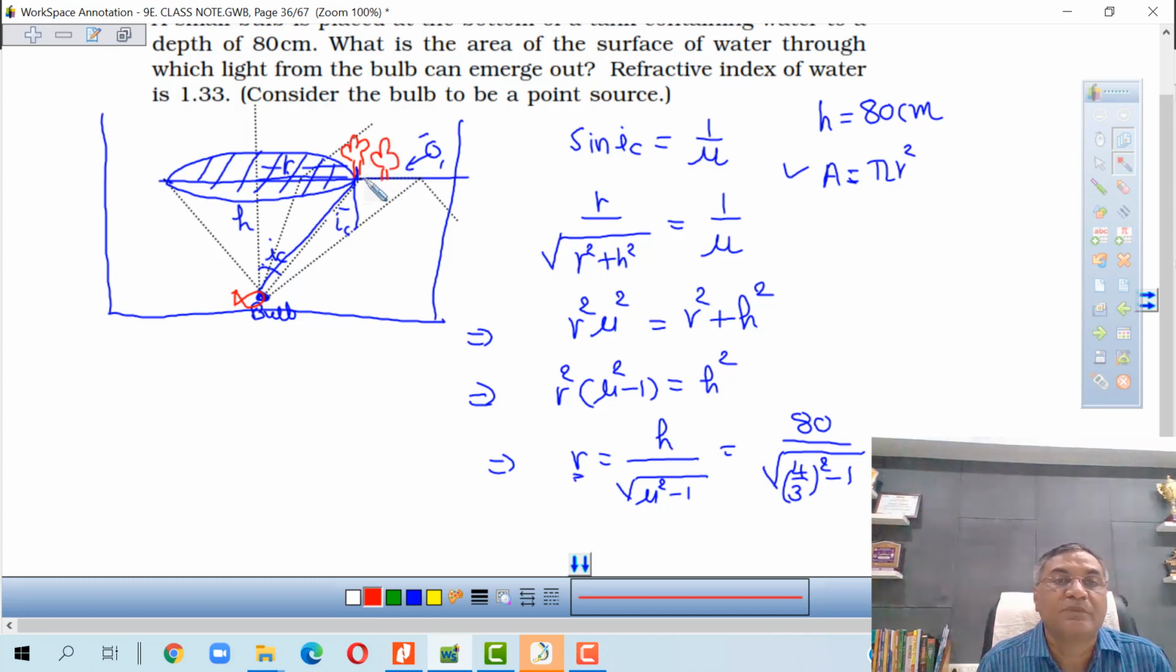Fish can see this tree just. Then what is the depth of the fish? If this distance is given, or the depth is given, you find out R, or if R and this H are given, you can calculate the refractive index.